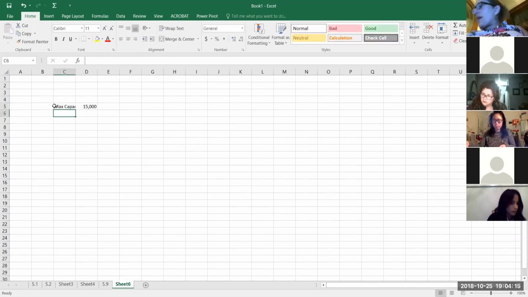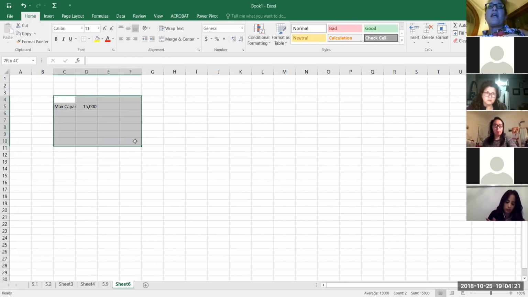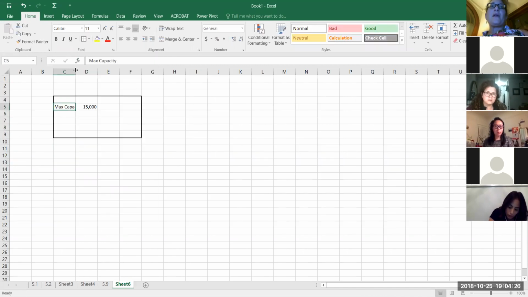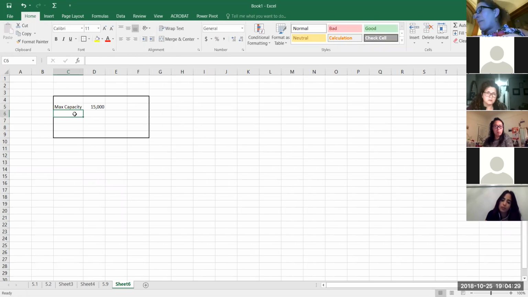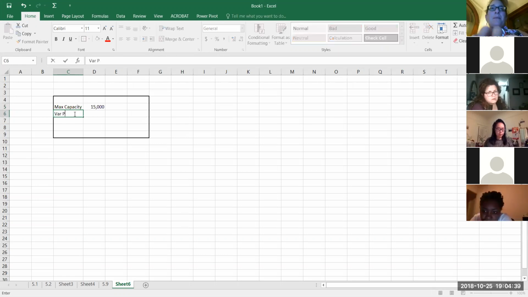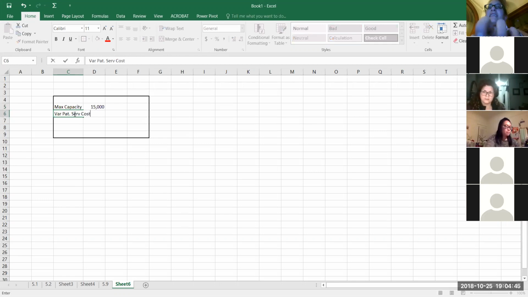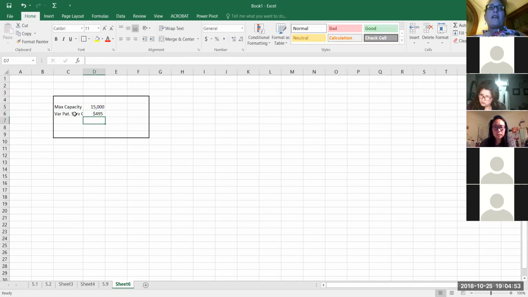So what I normally do on these problems is I use my upper corner to put all my metrics and statistics in so I can keep track of them, and I know where to go. Then they're saying that we have a variable patient services cost of $495. So let's put that in. That is essentially a rate, right? It's a rate amount, a per unit number. So we're going to put that in there, $495.